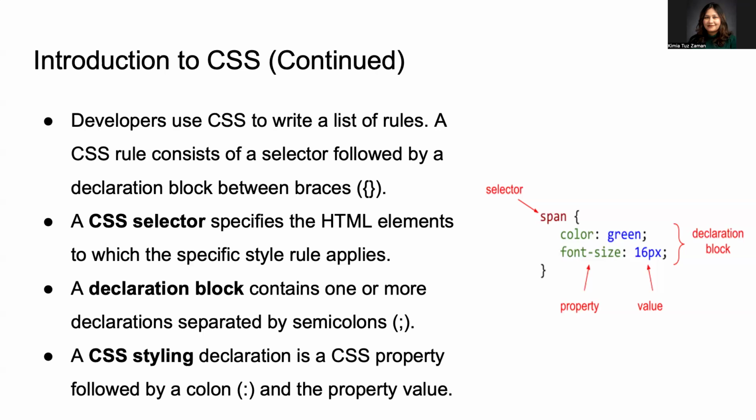Inside the curly braces, we have the declaration block. This block can have one or more declarations, and each declaration must end with a semicolon. Each declaration is made up of a CSS property and a value. The property describes what you want to change, and the value describes how you want it to look. So, for example, color green means the text color will be green, and the font size means the text will be 16 pixels.